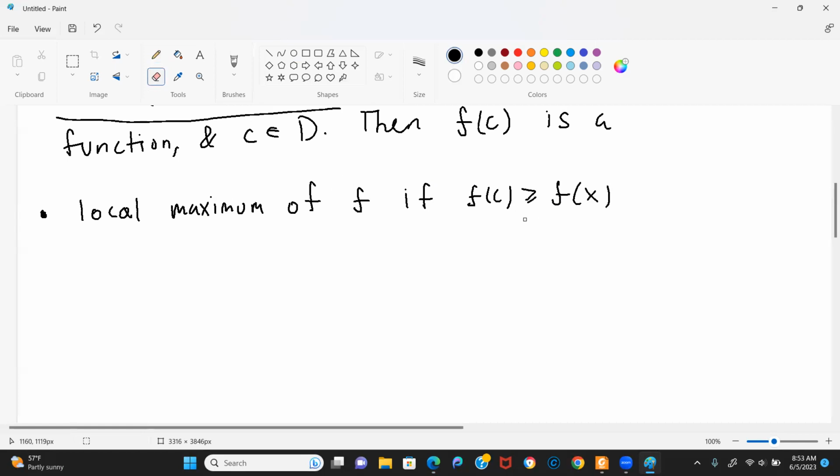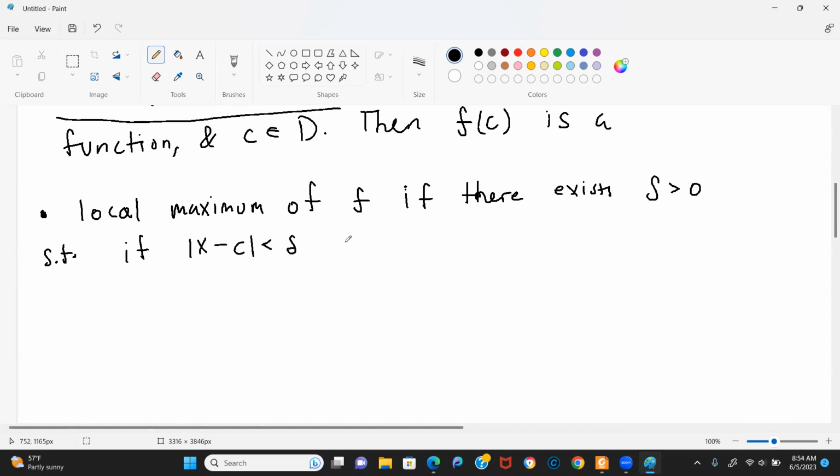Oh, sorry, I don't want to just say that, because I'm basically saying the exact same thing that the book says. It's a little different from what I want to say. So it's a local maximum of f if there exists, well, let's say delta actually, because in the limit definition we talked about, for every epsilon there's a delta. There exists a delta such that if x is really close to c, within delta units, then f of c is bigger than f of x.